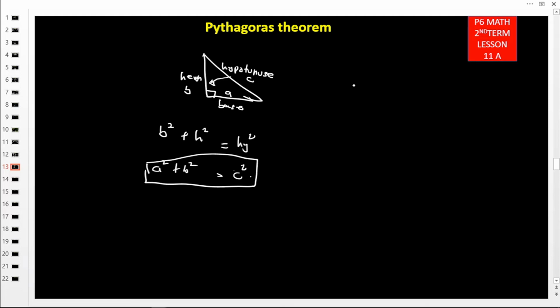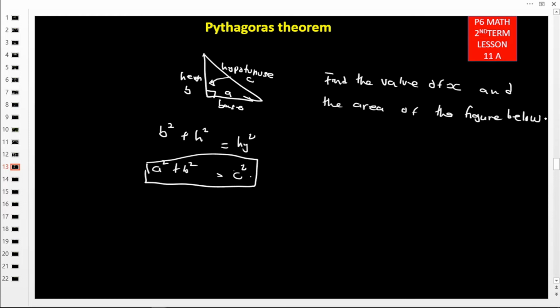So let us get to our first example, which says: find the value of x and the area of the figure below. Okay, so this is our triangle, just like this one. Now it is a right angled triangle. Here they have given us 5 centimeters, and here they have given us 4 centimeters, and the triangle is A, B, and C. So we don't have this side.